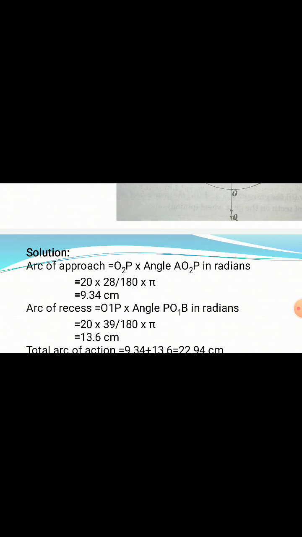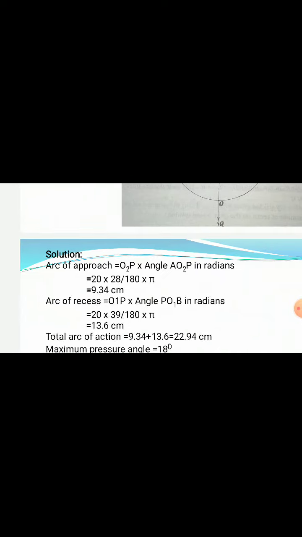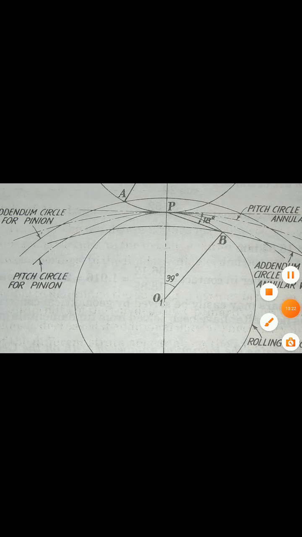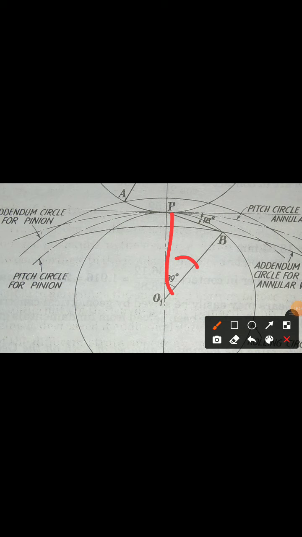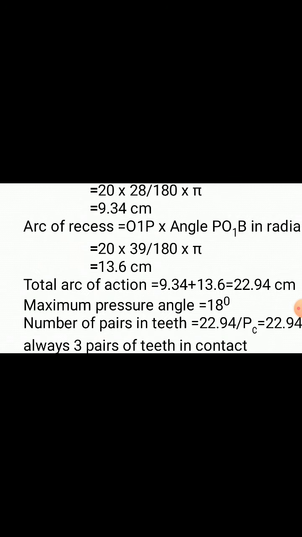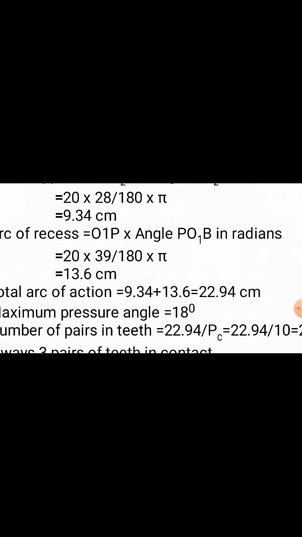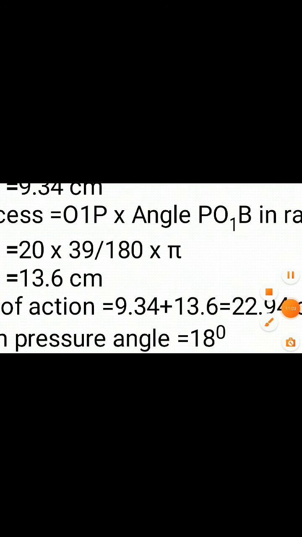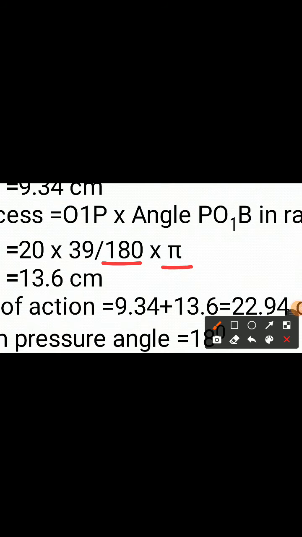Now similarly we can find out the arc of recess, which is PB. Arc is equal to radius, here O1P is the radius, into the angle subtended by this arc, and that angle is measured as 39 degrees. With this given data or data found by actual construction, we move further. Arc of recess is equal to O1P into angle PO1B in radians. To convert to radians, again we multiply with pi and divide with 180.